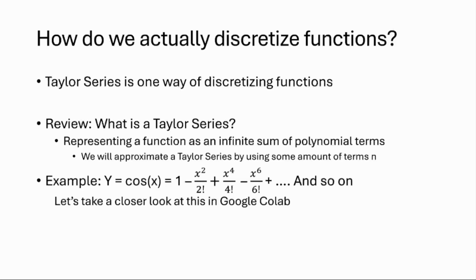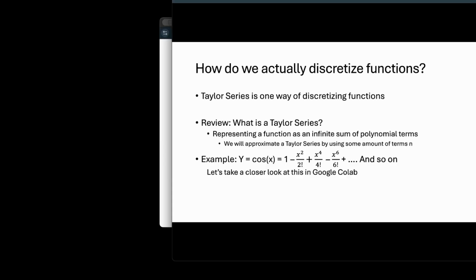A Taylor series is representing a function as an infinite sum of polynomial terms based on their derivatives. So we're going to approximate a Taylor series by using some amount of terms n, and this will change throughout this example. So, for example, we're going to look at y is equal to cosine of x. It's a very common Taylor series, very famously known as 1 minus x squared over 2 factorial plus x to the 4th over 4 factorial minus x to the 6th over 6 factorial, and so on.